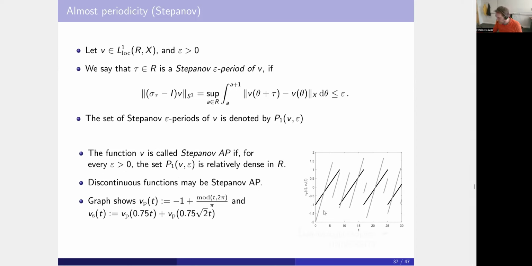In the graph, probably most instructive, the black lines are a sort of sawtooth wave, that's V P. And then I can just take a sum of those with, again, not commensurate periods. That gives me the gray lines, which is quite a pretty pattern, and that's a Stepanov almost periodic function, which isn't Bohr almost periodic. There we are. Okay.